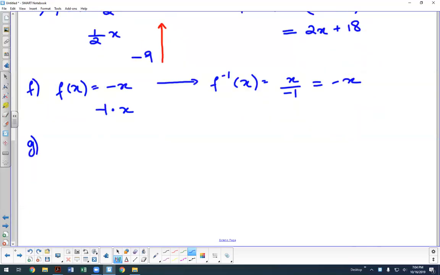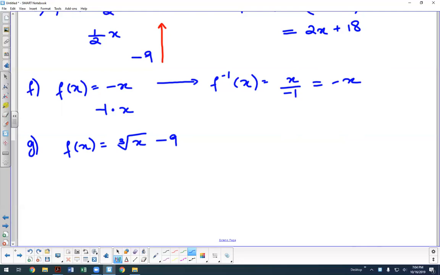I was like, what comes after f? It's g. Okay, what do you guys think for g? What should we have? Cube root of x, and then on the outside we have -9. x plus 9 cubed. Okay, let's see.